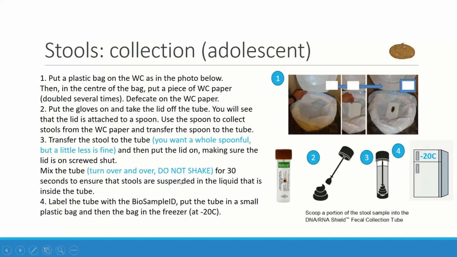And the tube has to be mixed. So the stools have to be mixed with the reagent that is in the tube. But we don't need to shake the tube, okay? And then the adolescent has to close the tube, freeze the sample at -20 at their home, and label the tube, etc. Okay, unless it's pre-labeled by you. You can decide, but we need the tube with a label.